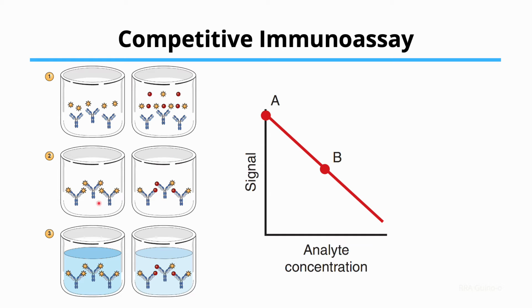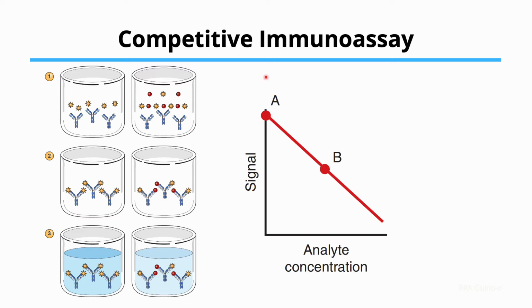So we wash off the excess unbound reactants and measure the signal. If your patient does not have the target, then they will have a very strong signal because all the antigen binding sites are filled with our labeled antigens. In contrast, if your patient has the target, then the signal will be weaker because some of the antigen binding sites are filled up with unlabeled antigens.